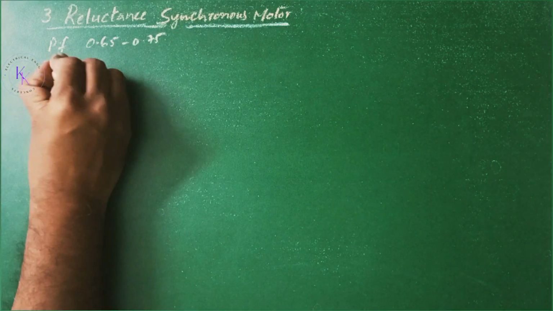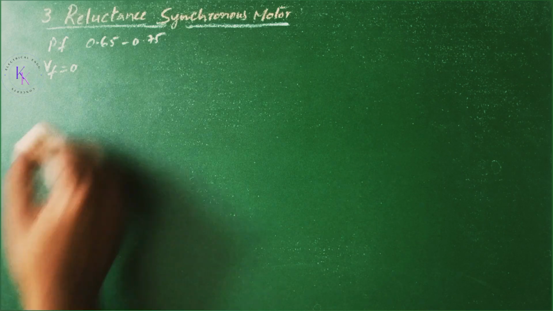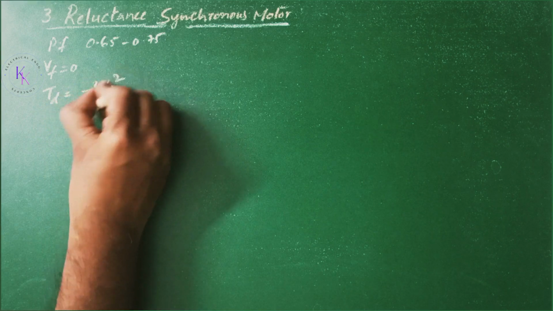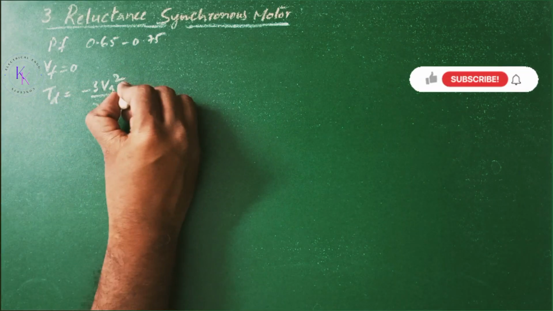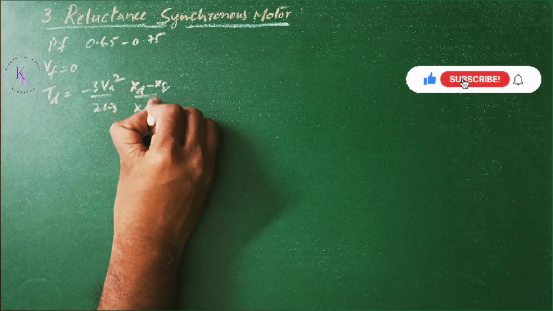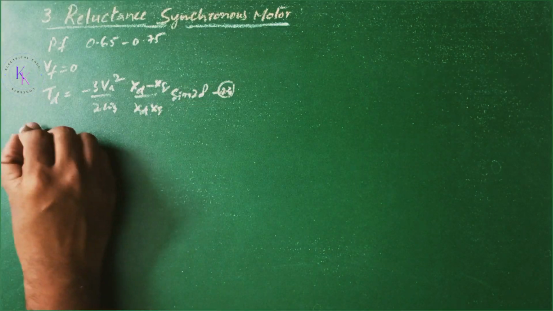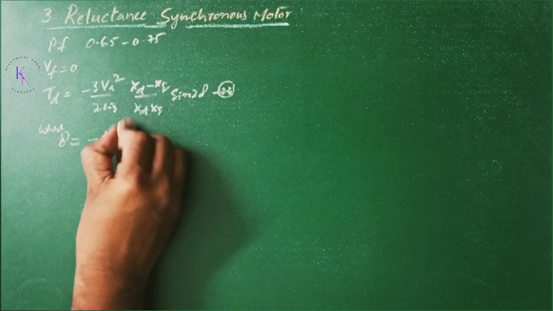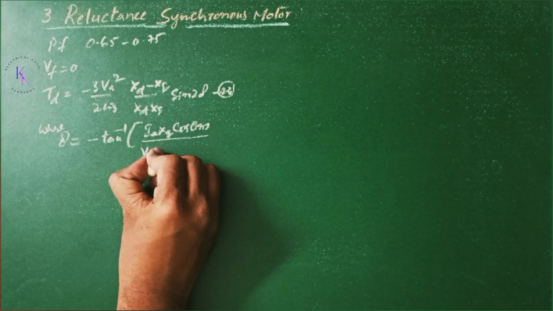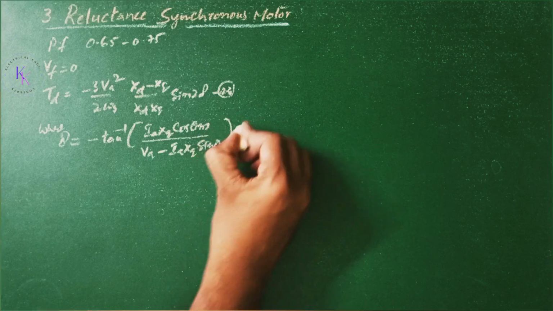With Vf equal to 0, equation number 22 can be applied to determine the reluctance torque, which is given by Td equals minus 3 Va square divided by 2 omega s, times (xd minus xq) divided by xd xq, times sine 2 delta, let it be 23, where delta is equal to minus tan inverse of Ia q cos theta m divided by Va minus Ia xq sine theta m, let it be 24.